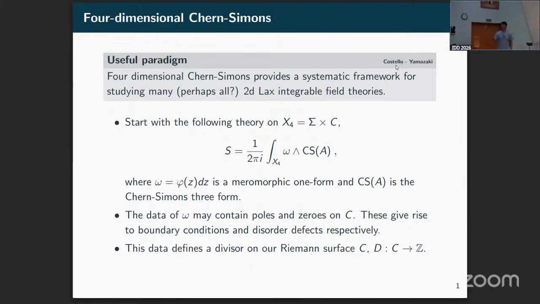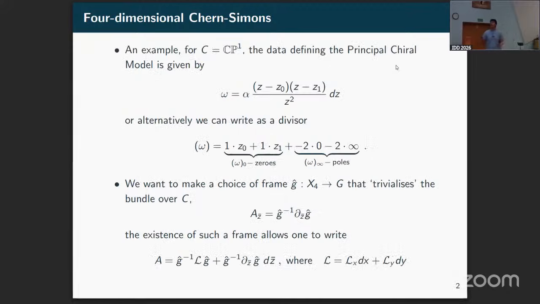We've seen this. The point I want to stress here is this omega contains poles and zeros, and these poles and zeros define a divisor on the Riemann surface. Essentially, the divisor is a mapping where if I give you a marked point, I return you an integer that could be positive or negative. Negative ones correspond to poles, positive ones correspond to zeros, and the zeros just correspond to holomorphicity. So an example of this would be something like this.